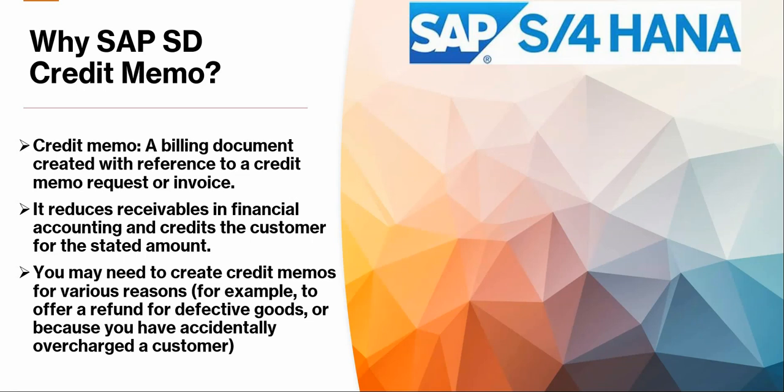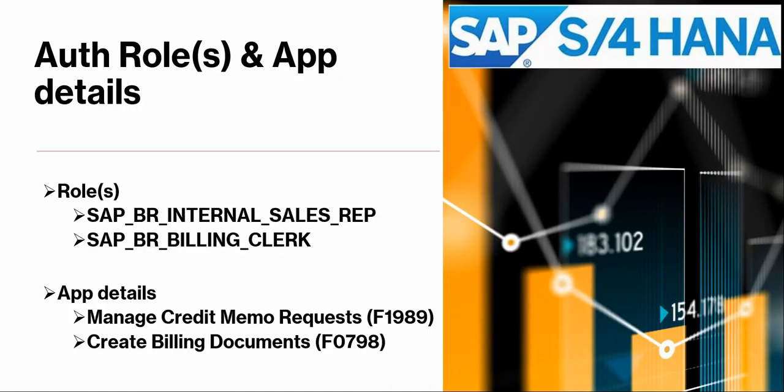So why do we need credit memos? Firstly, you create it with reference to a credit memo request, which we will look at in this video. And then also you can reference an invoice that you have submitted to the customer. It basically reduces the receivables in the financial accounting, and it credits the customer account for the stated amount. So the reasons why we need credit memos might include a refund for defective goods, or maybe you have accidentally overcharged a customer. So there are various reasons in business that you can use a credit memo for.